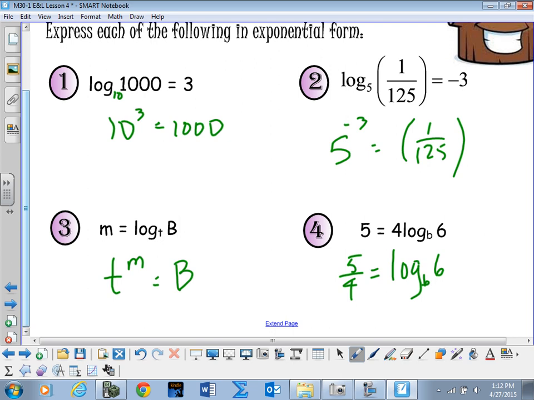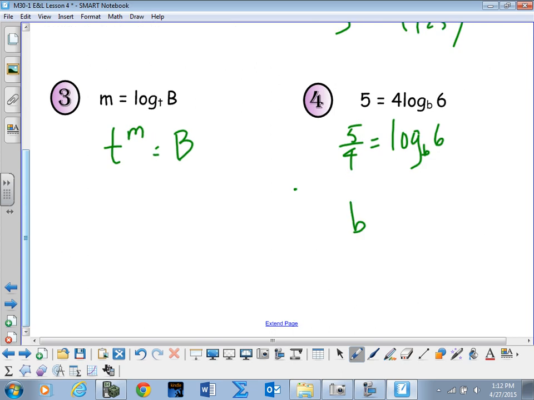So if I divide by 4, now I can switch to exponential. The base is b. The exponent is 5 over 4, and maybe I'll put a bracket around that because the exponent's a fraction. What it equals is 6. All right, let's keep going.